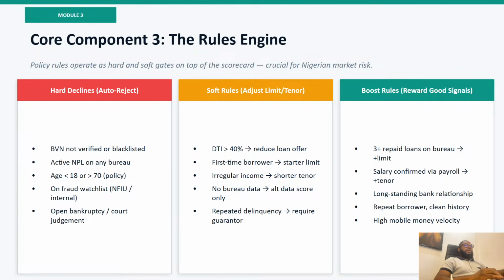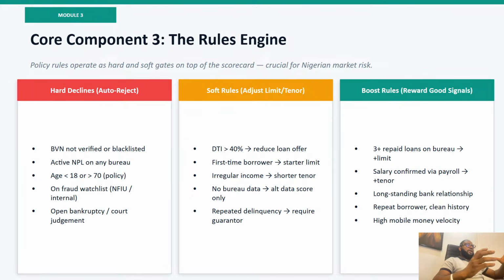Moving on to the third component, which is the rule engine. A decision engine, like I mentioned, if you check the flow, one part is the rule part of it. There are hard rules, there are soft rules, and there are loyalty rules, more like to reward the performance of the customer.